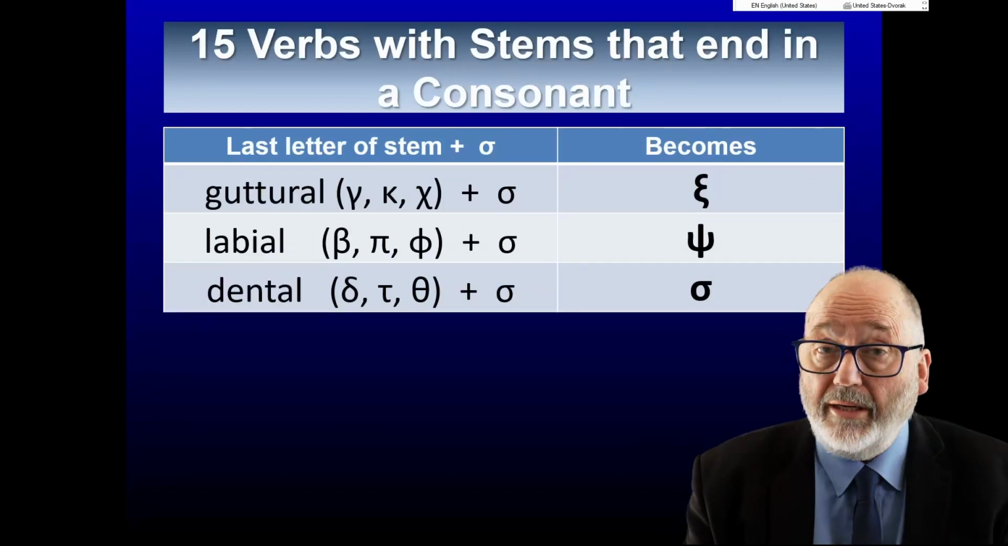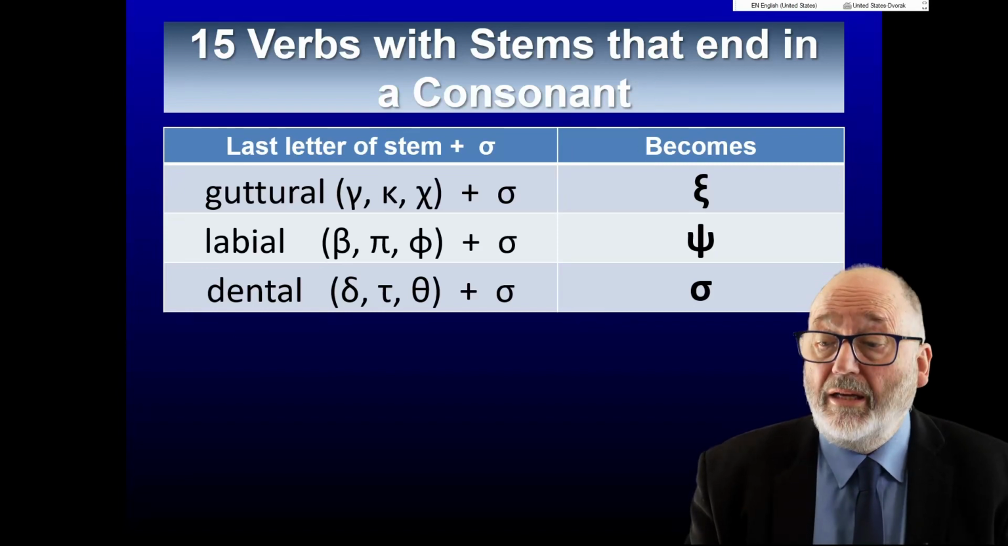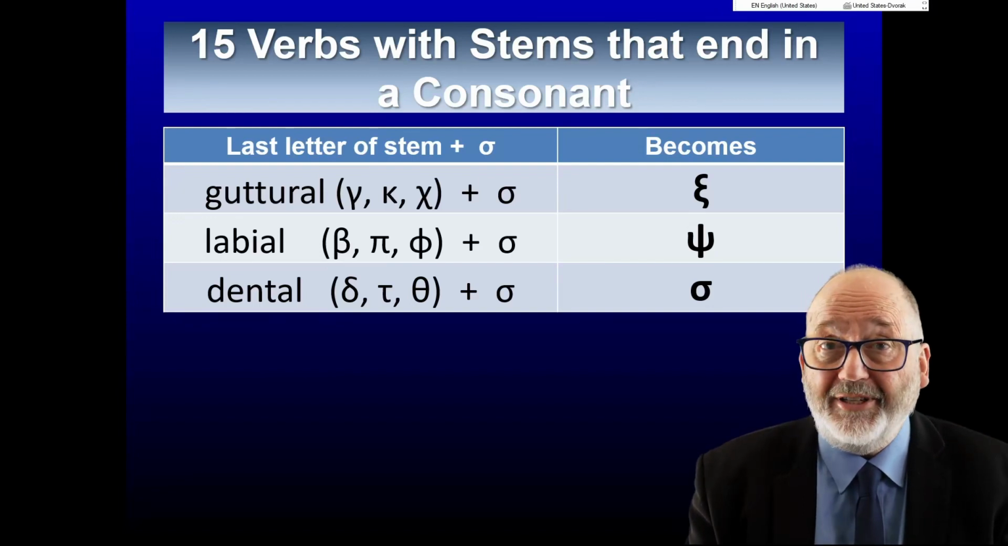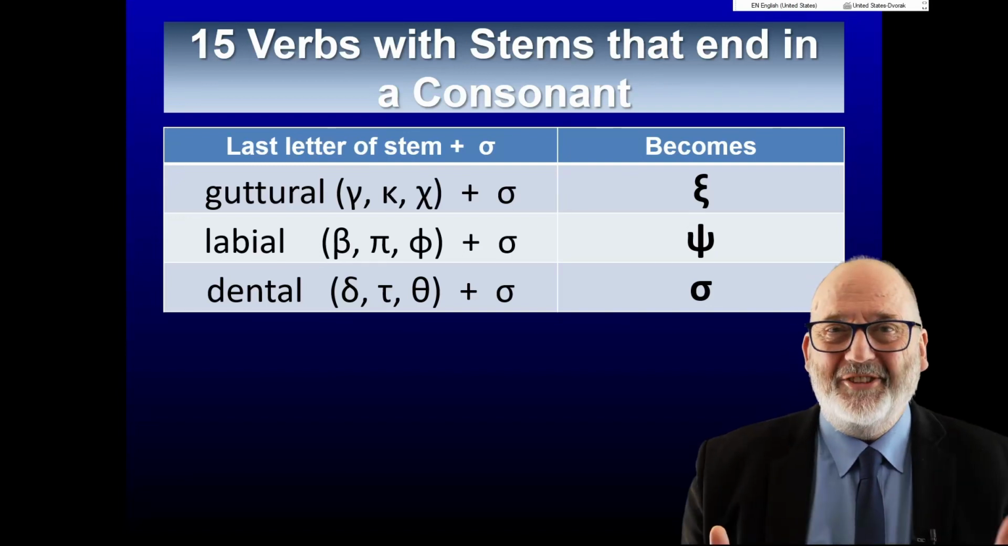There are some standard changes that take place with consonants. For example, gutturals, labials, and dentals all react with sigma in a very predictable manner. Well, this may be the first time you've heard of gutturals, labials, and dentals. What do the terms mean?